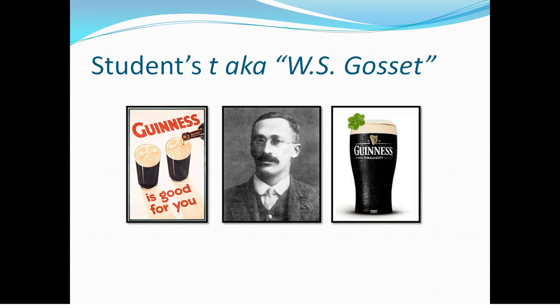And just to give you some historical perspective, W.S. Gossett, that was his real name. He worked for Guinness in Dublin, and he had to use a nom de plume of Student T because Guinness owned the intellectual property of the work that he carried out.